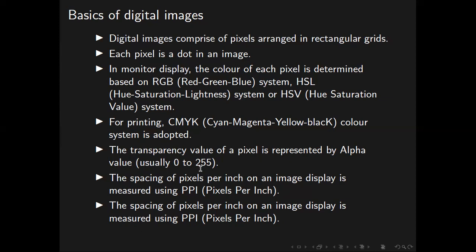Whereas for printing, we don't use pixels. We call them dots. Therefore, when you print any graphics or text, you can use the term DPI. DPI stands for dots per inch. Within 1 inch of space, how many dots can be placed? This is called DPI, dots per inch.